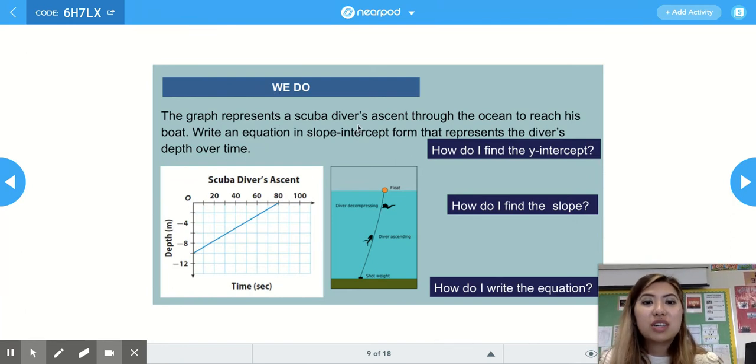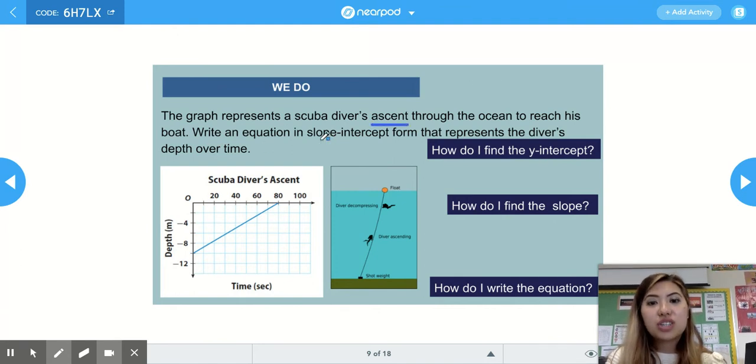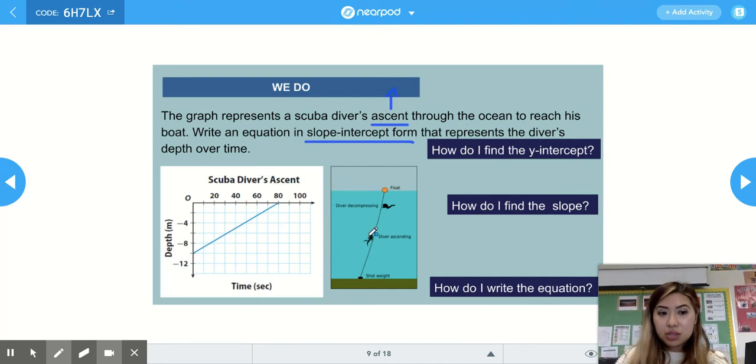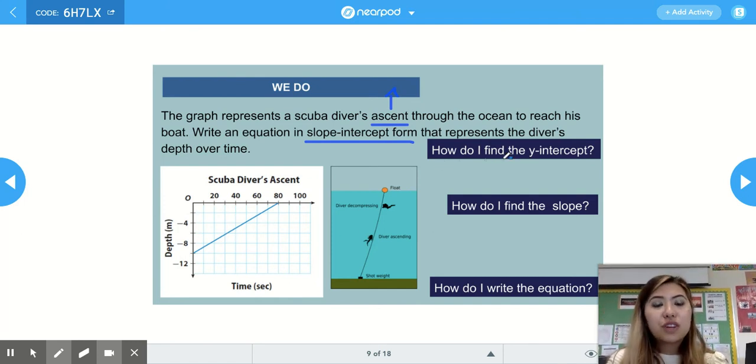This you-do question reads, the graph represents a scuba diver's ascent through the ocean to reach his boat. Write an equation in slope-intercept form that represents the diver's depth over time. Ascent means to come up. So in this situation, the diver is starting below sea level, underwater basically, and he's swimming back up to where his boat is. So first we have to find the y-intercept.